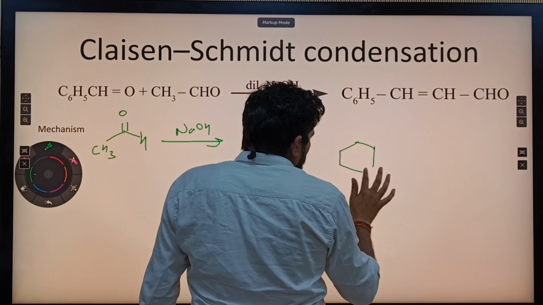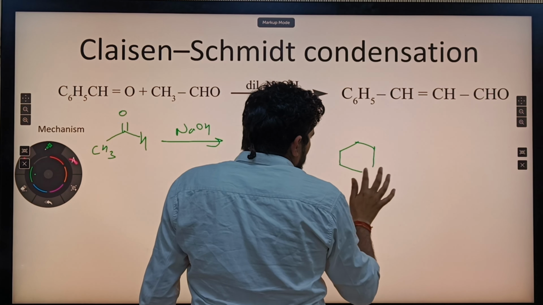alpha beta, and making this type of intermediate, OH negative, OH. Then further in presence of base, OH negative extracts the proton and removes H2O from the molecule as a leaving group, and we have an alpha beta unsaturated aldehyde in this reaction.